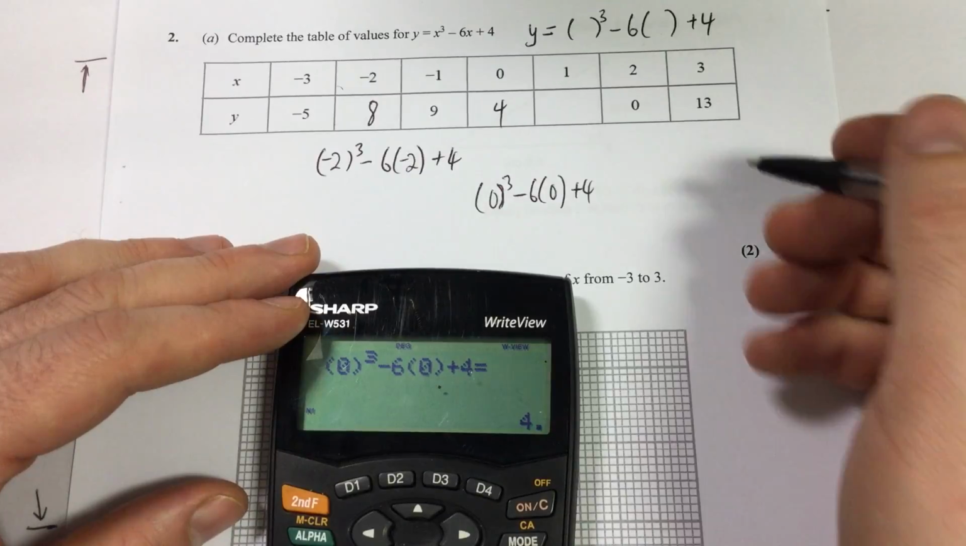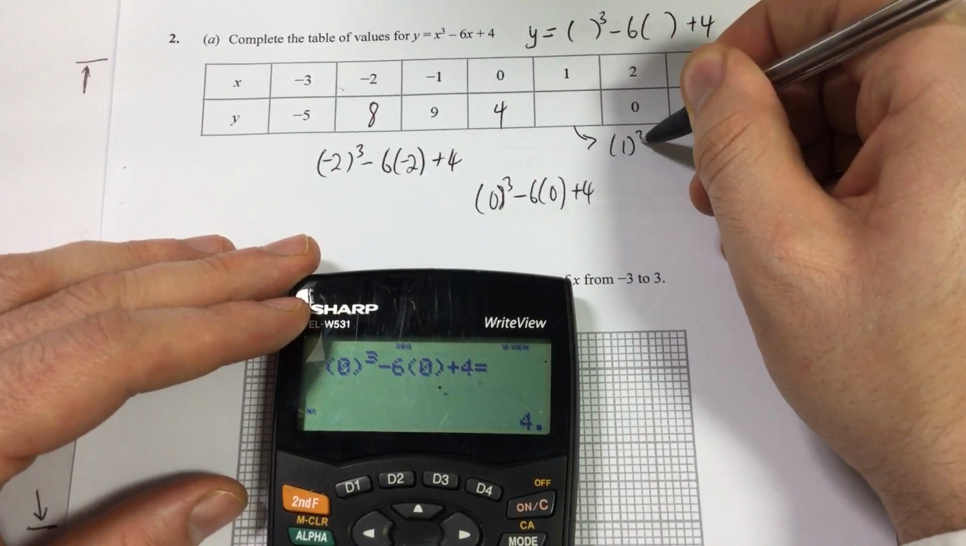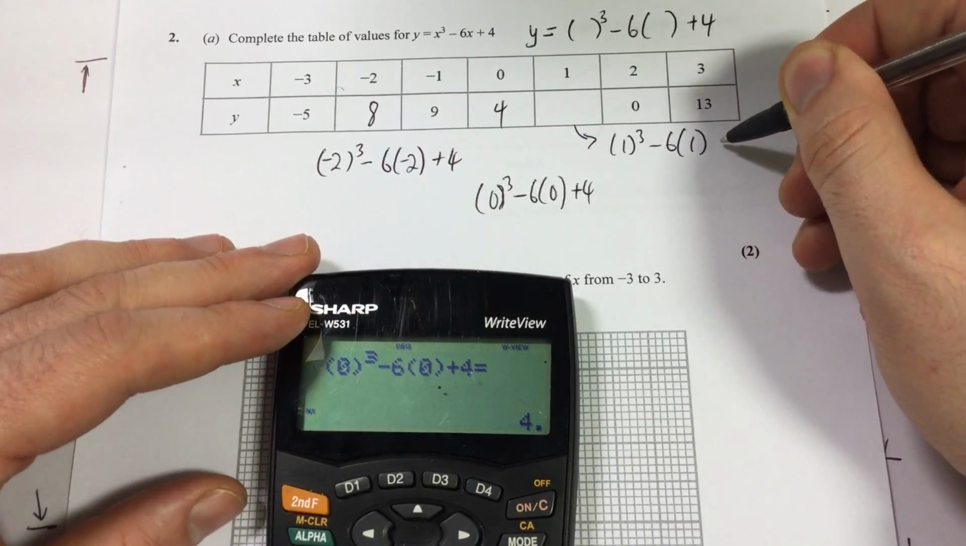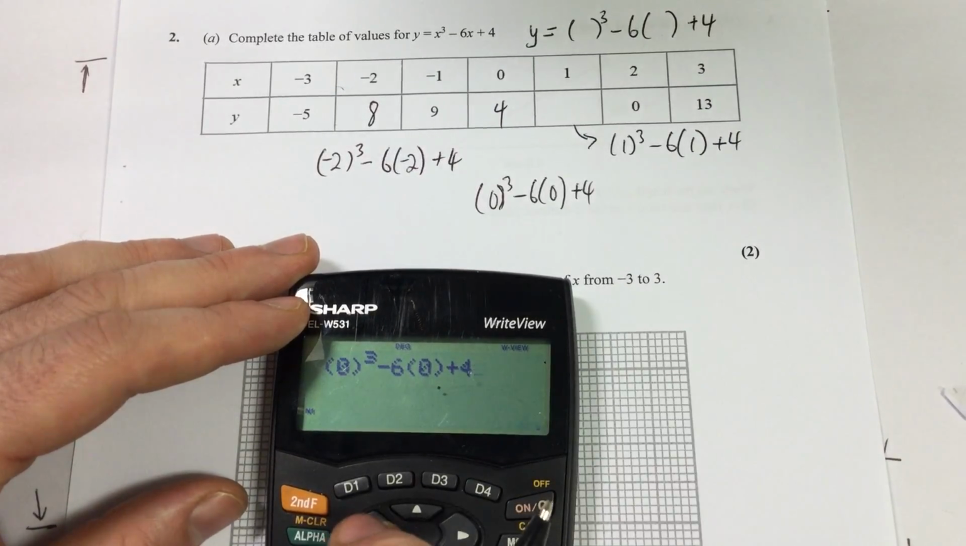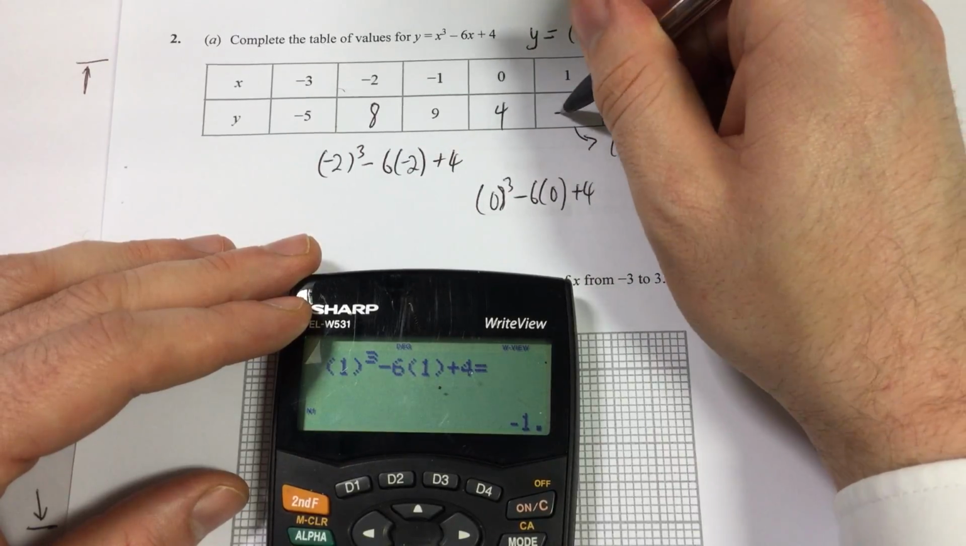Okay, so you've got 4. And then the last one is to use 1. So 1 cubed minus 6 times 1, plus 4. So let's go back, delete that. So that becomes minus 1. Just double check that. Yeah, that's fine.